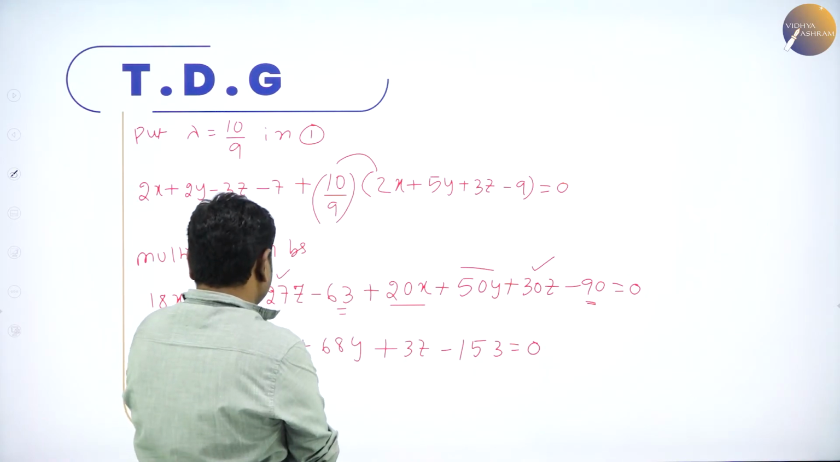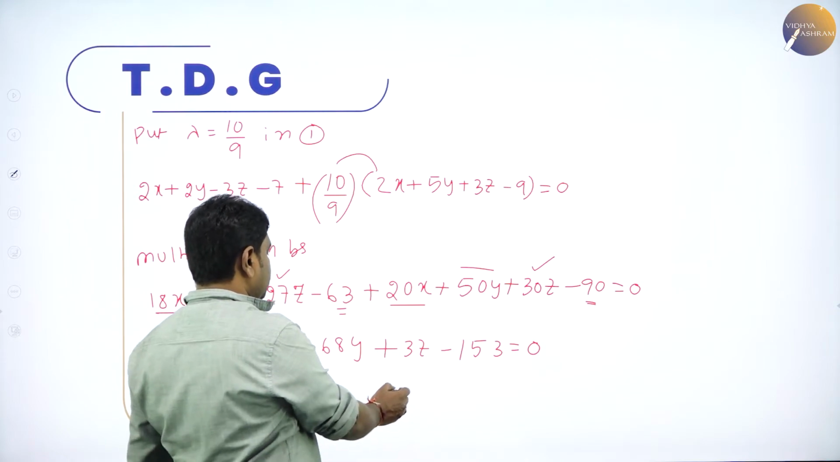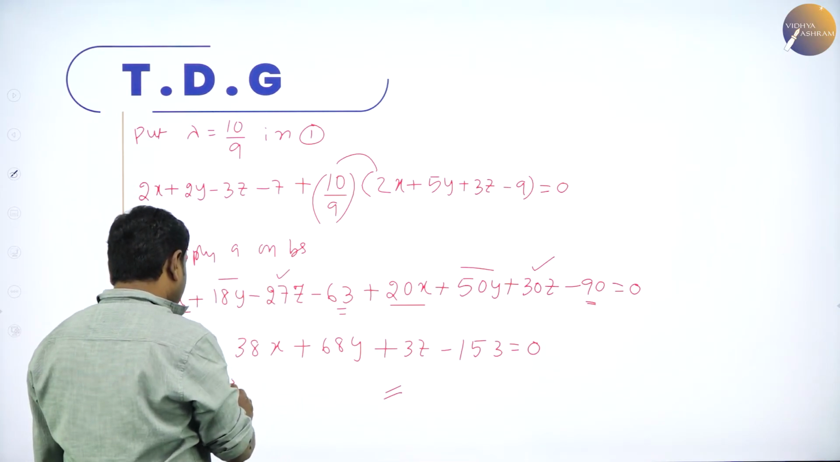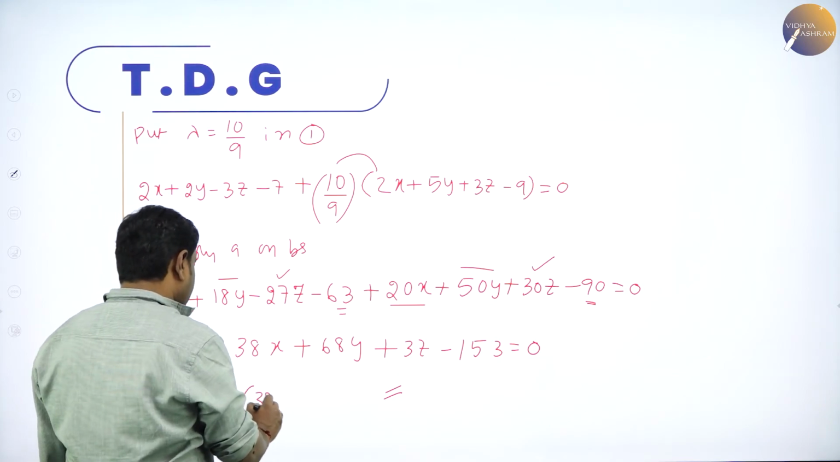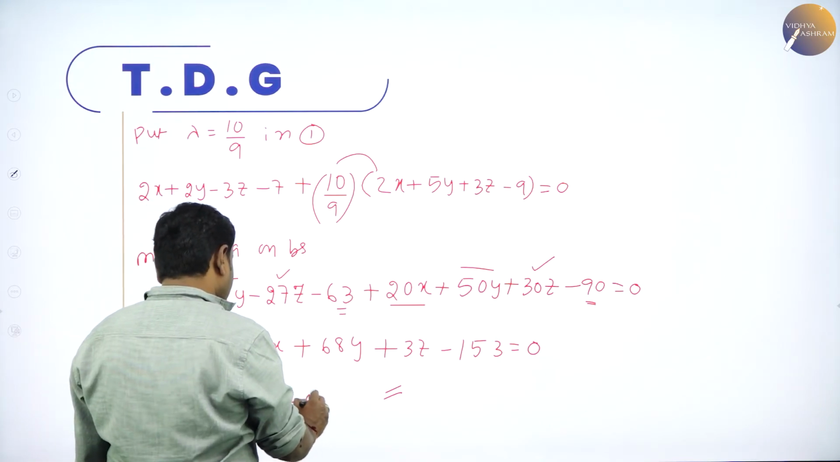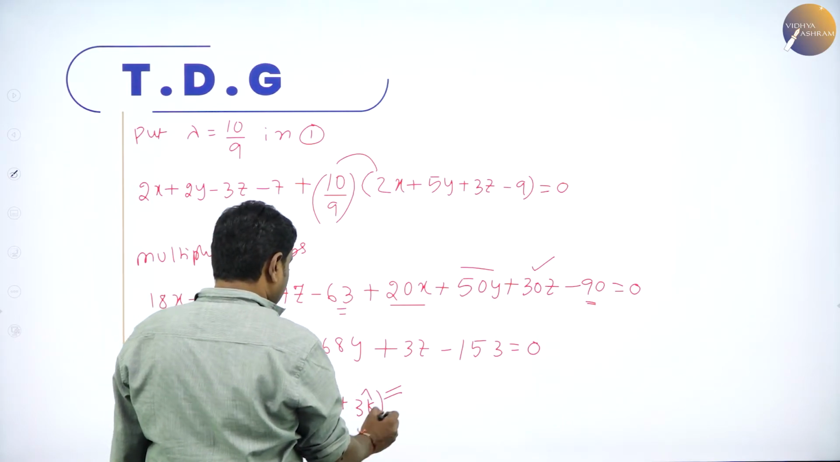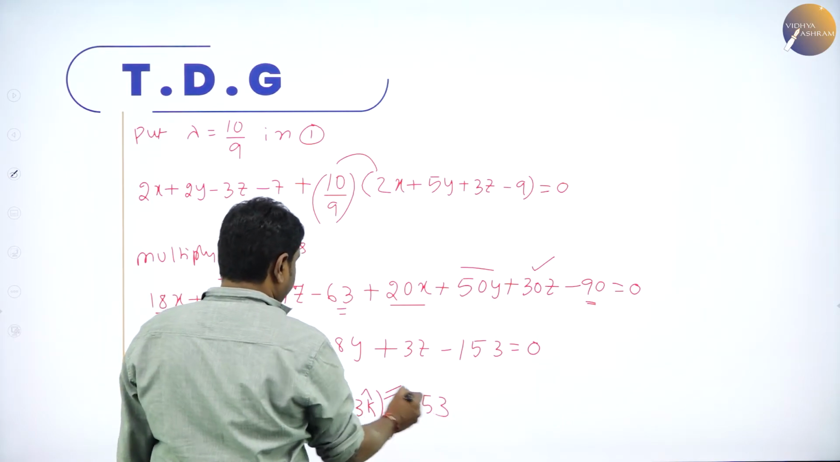Check whether all are divisible by any number. All are divisible by 3? No. So leave it. This is the equation, but we need it in vector form. So I can write this as what? r dot 38 i cap plus 68 j cap plus 3 k cap is equal to 153.